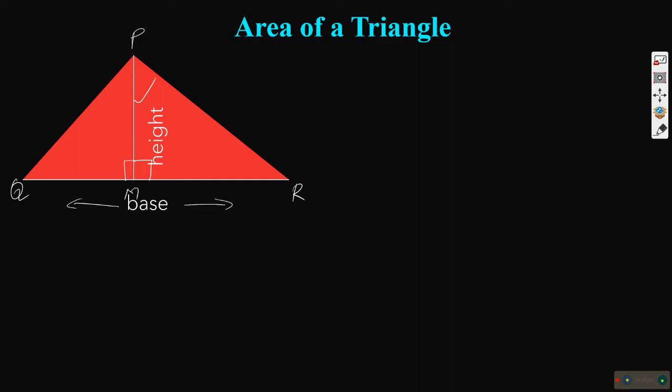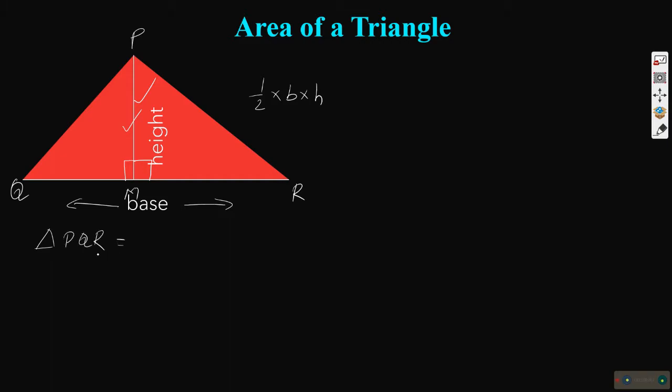So if I do the operation, half into base into height, can I get the area of this triangle? Because it is not a right angle triangle, but it's a triangle. Can simply multiplying half into base into height give us the area of it? For that we are going to do some construction. This particular height we have already taken has divided this triangle PQR into two triangles.